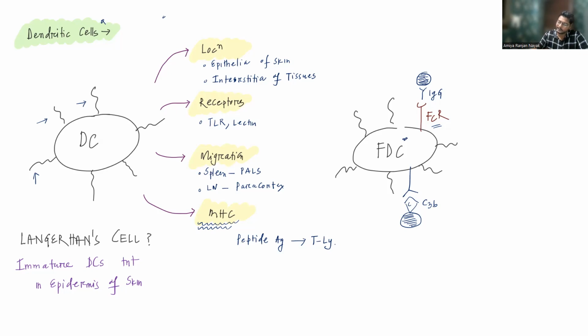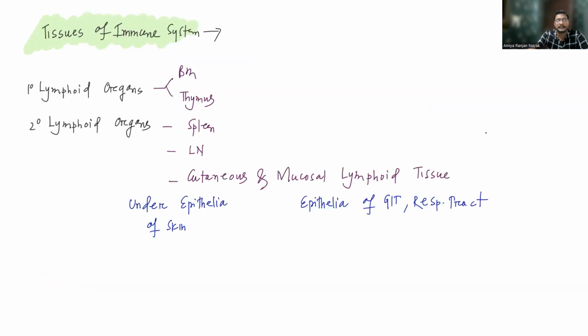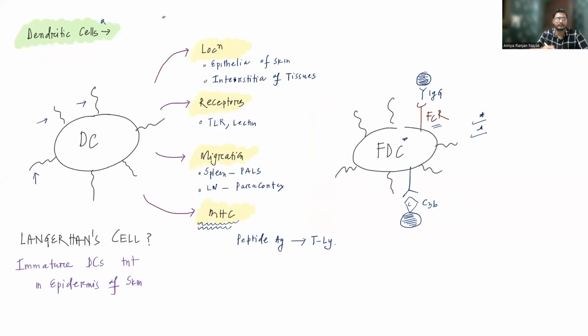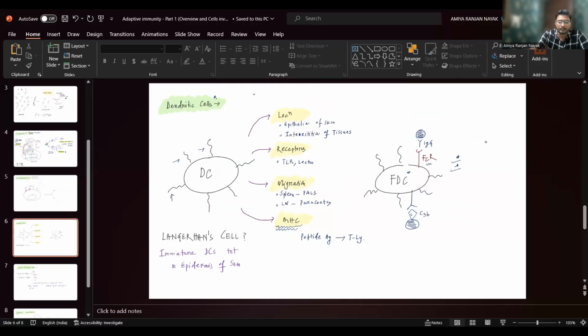So all those concepts I have discussed in detail in the chapter of lymph node, so I'm not going to discuss all those things here again. So this is about the dendritic cells. I have forgotten to put the macrophages. So next one is about the macrophages.